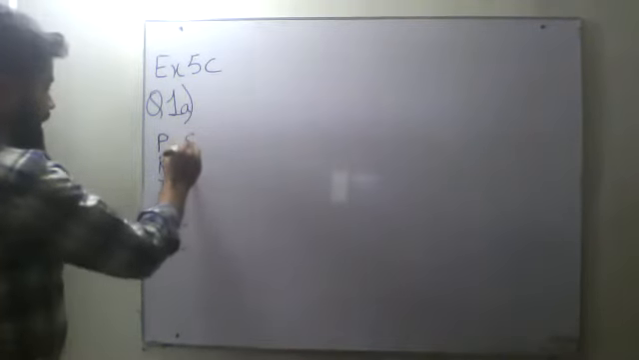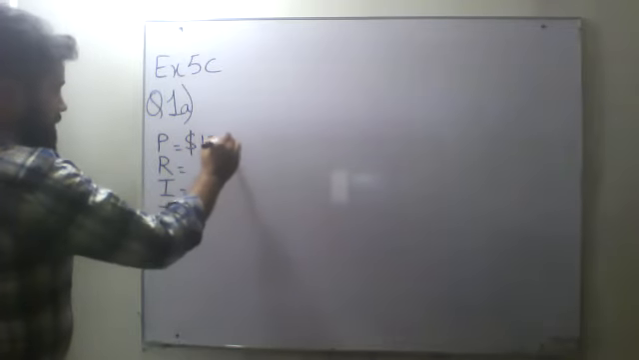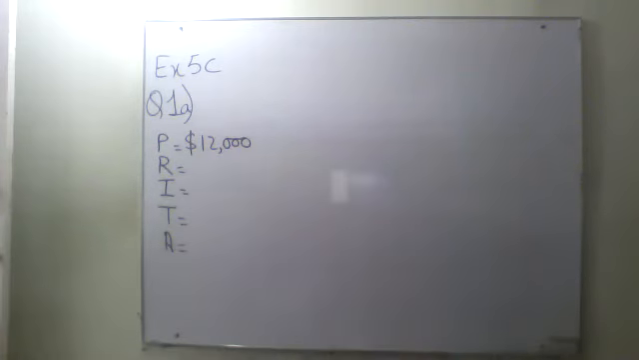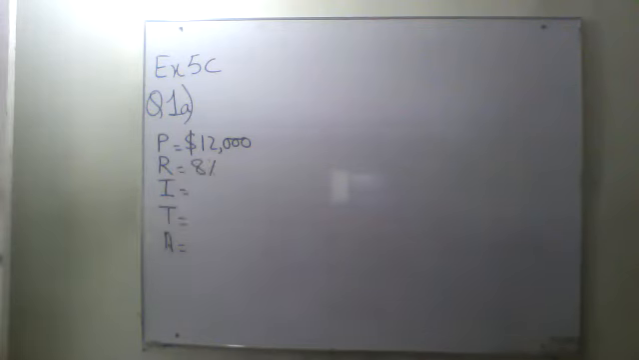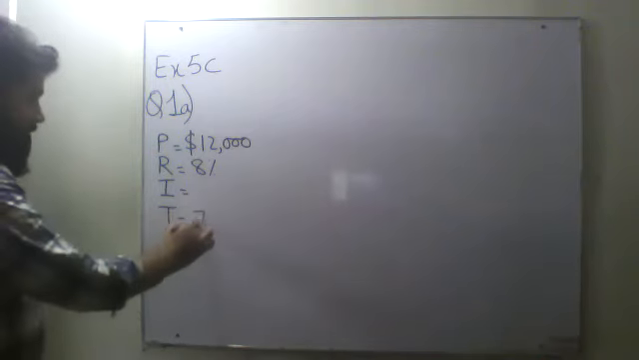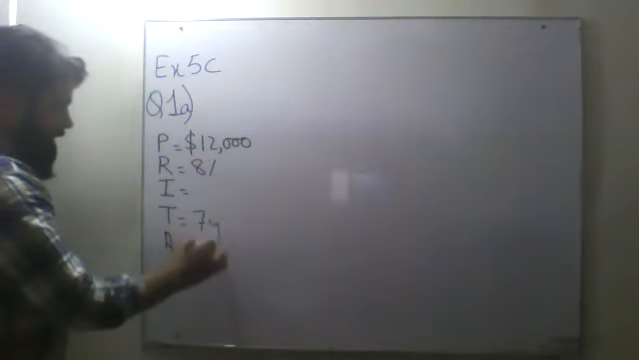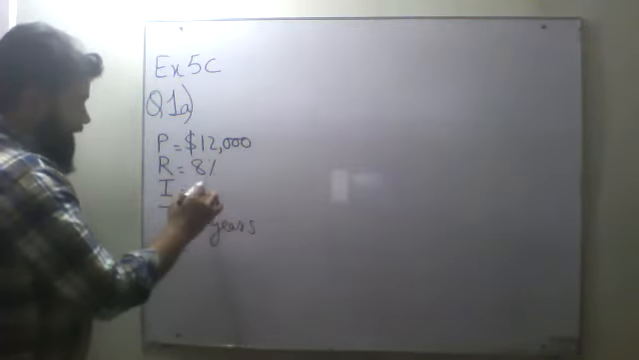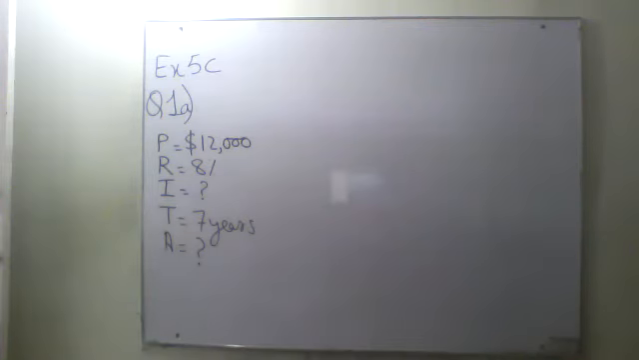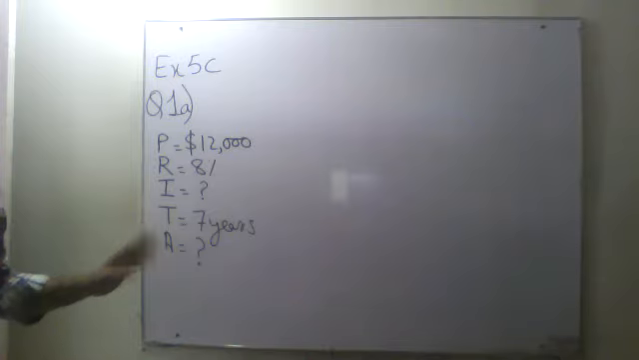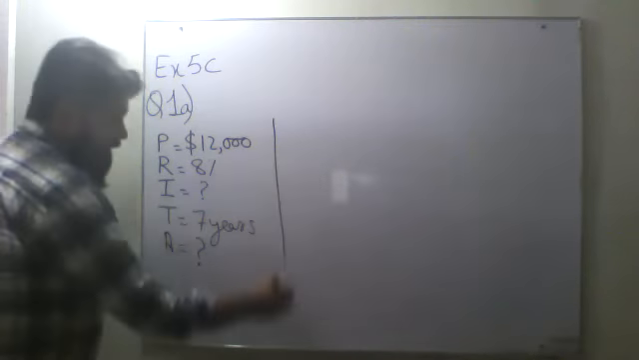Right, in part A, they are saying that a person is depositing $12,000 at a rate of 8% for 7 years, and you have to find the interest and the total amount. Okay, so how will you start your working?